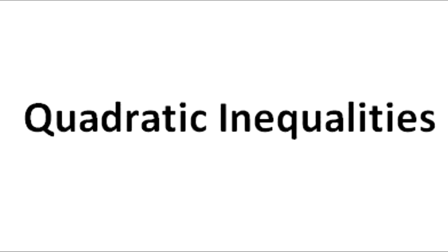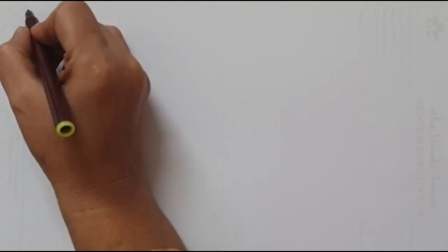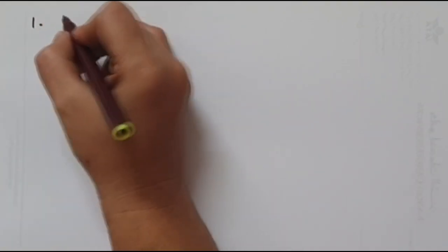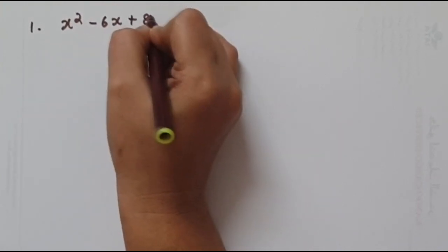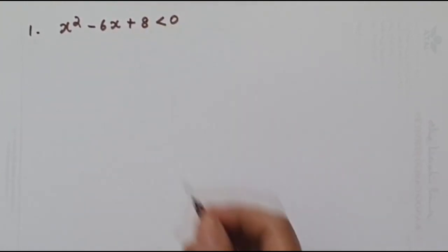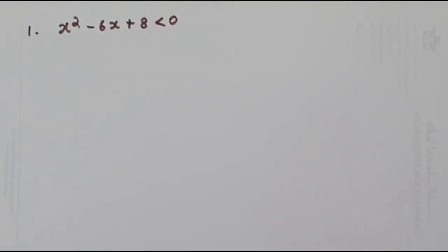Quadratic inequalities. Now let us see how we will be able to solve the quadratic inequalities. The first question: x squared minus 6x plus 8 is less than 0. In order to solve quadratic inequalities, we'll draw a quadratic graph. By drawing a graph, we'll be able to solve the inequalities in an easier way.